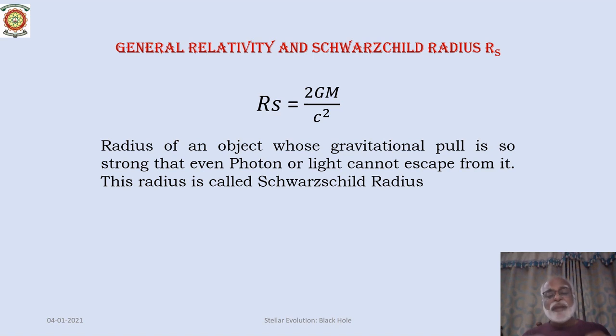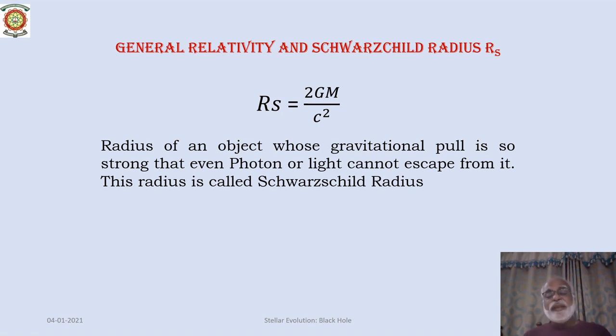So let me tell you that once again. What did Schwarzschild do? Schwarzschild was trying to solve the equations of general relativity that were set up by Einstein. In one of his solutions, he stumbled upon this idea that if you have an object of mass m, and if this object's escape velocity is equal to c, then the radius of that object is given by the equation R_s equal to 2GM by c squared. This was derived from Einstein's equations of general relativity. This R_s came to be called later on the Schwarzschild radius. It can be defined as the radius of an object whose gravitational pull is so strong that even a photon or light cannot escape from it.